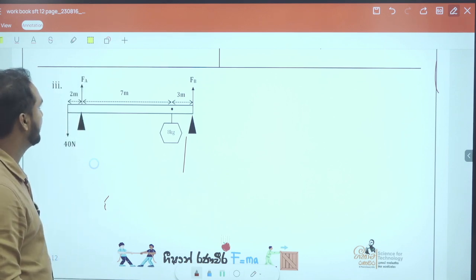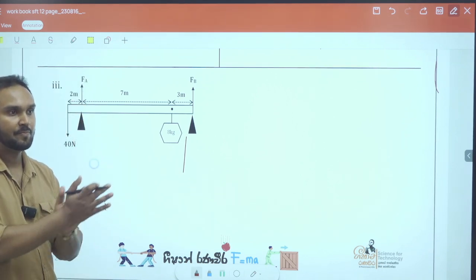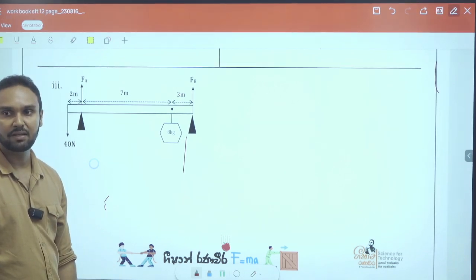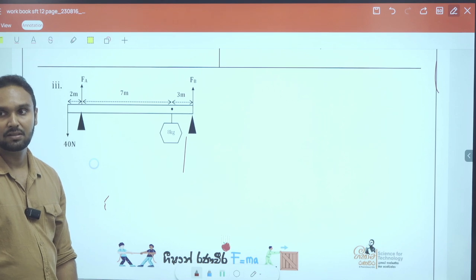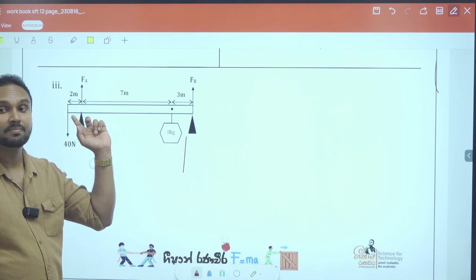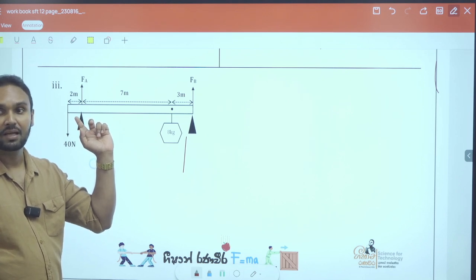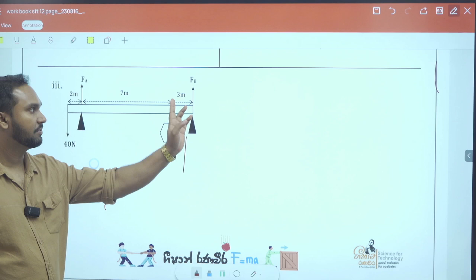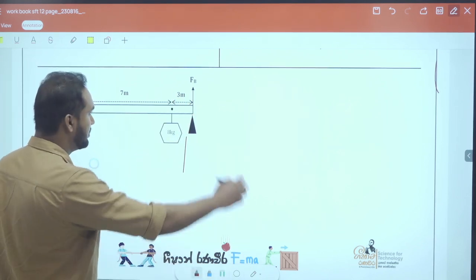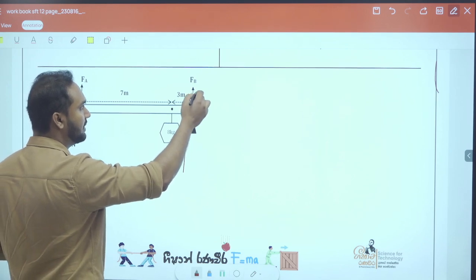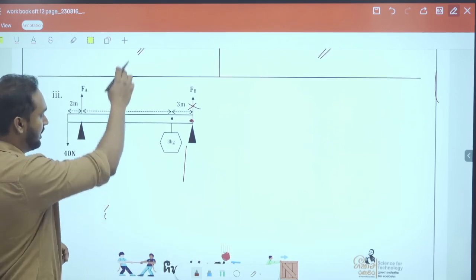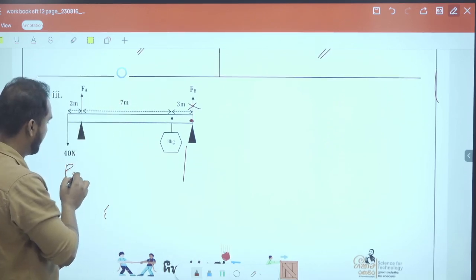So where should you take the pivot point if you want to find the A value? Where? FB, right? If you take the pivot point at FB, FB will cancel out. So the only unknown factor is FA, right? So take the pivot point from here. So FB will cancel out, right? So taking the rotations from FB.